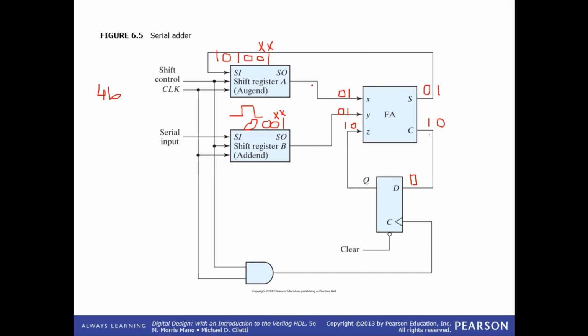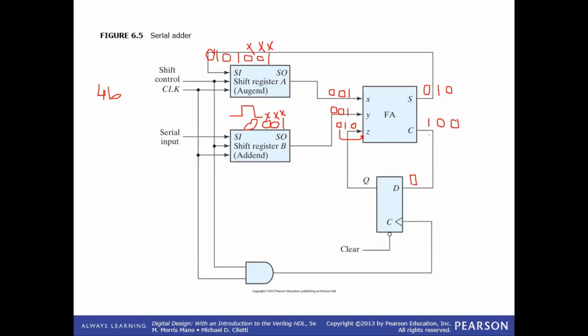Now, at the third positive edge, we are going to have a 0 over here, a 0 over here. So what's going to be the carry now? 0. So this 0 is going to be present at z now. What's going to be the sum now? 0. What's going to be the carry? 0. So this 0 reaches here. And we have this third bit removed as well.